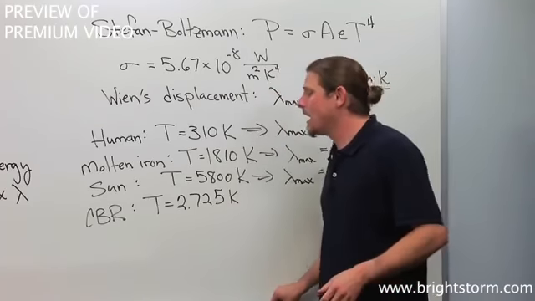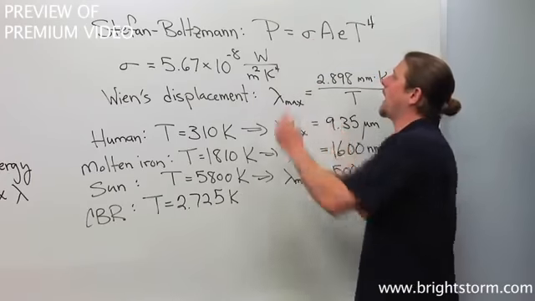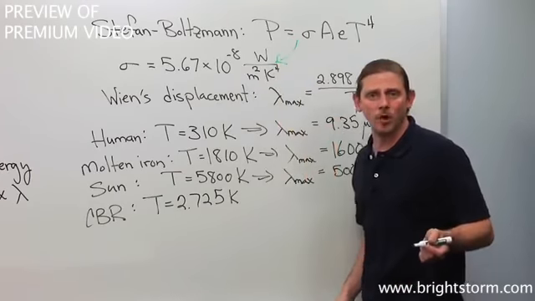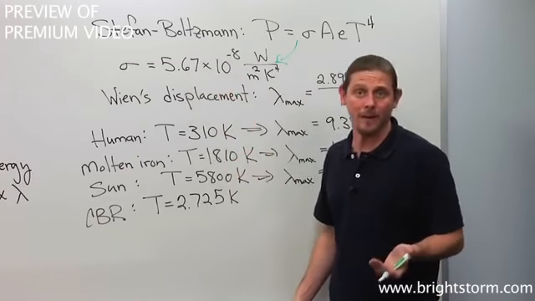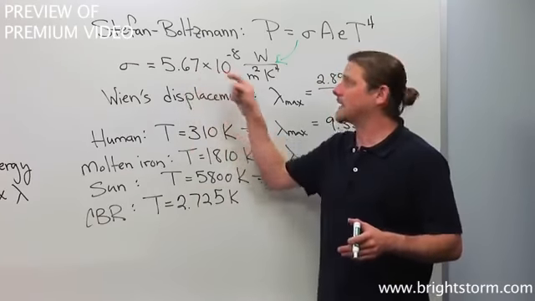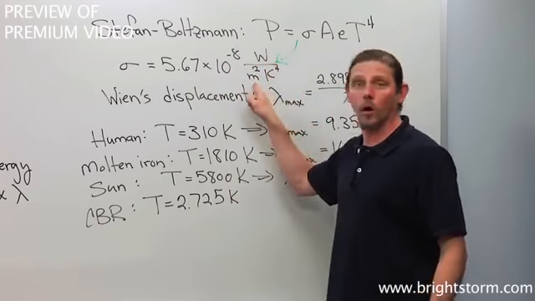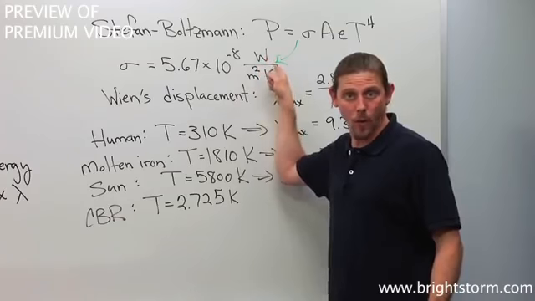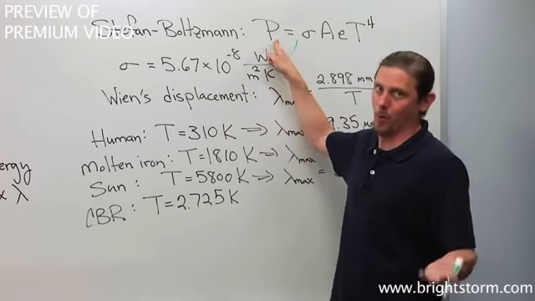So it tells us that power is equal to sigma. Sigma is the Stefan-Boltzmann law constant, and you can measure it, or you can calculate it from fundamental constants. It's 5.67 times 10 to the minus 8 watts per meter squared Kelvin to the fourth. Now that unit, of course, you can get just by saying the power has to be watts.